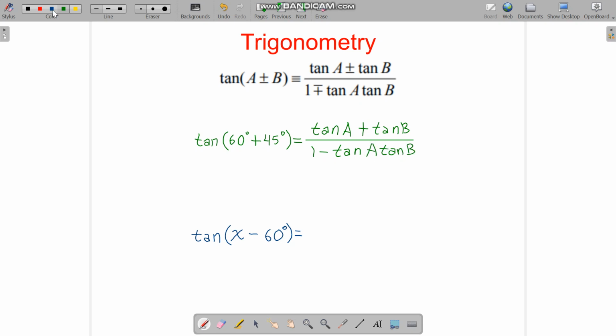If it's a subtraction, let's start with the division line. So now we have also the same tangent, but this time we use minus above and plus below. Tangent. Now you plug in 60 degrees and 60 degrees.